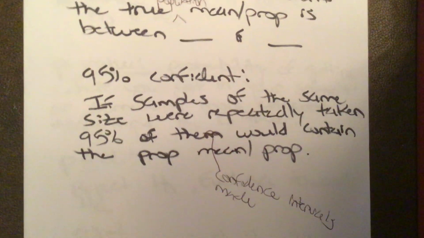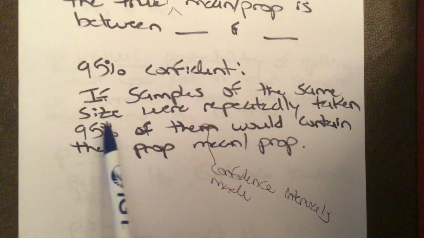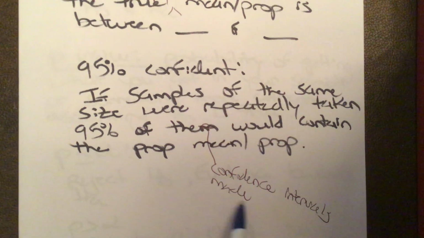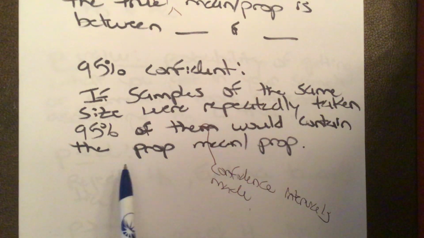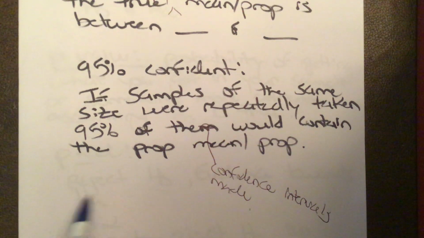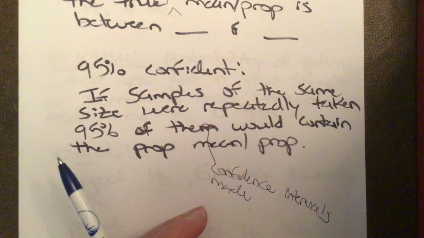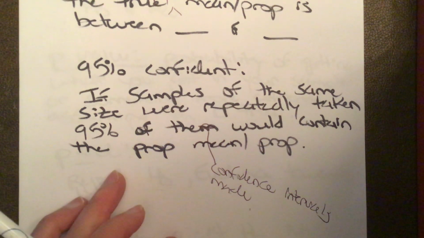Okay, sorry, looks like I wrote that wrong. So if samples of the same size were repeatedly taken, 95% of the confidence intervals made from those samples would contain the population mean. So in other words, if you had all your intervals, 95% of them would contain the population mean or proportion. This is one I know they've liked to ask about in the past. I don't know if they will this year or not. The exam is shorter, but I would say that's one to know.